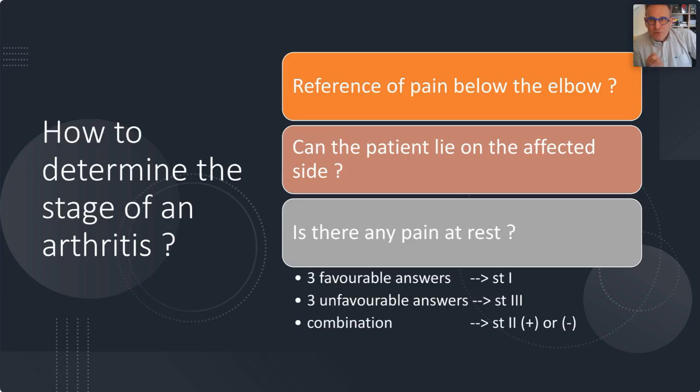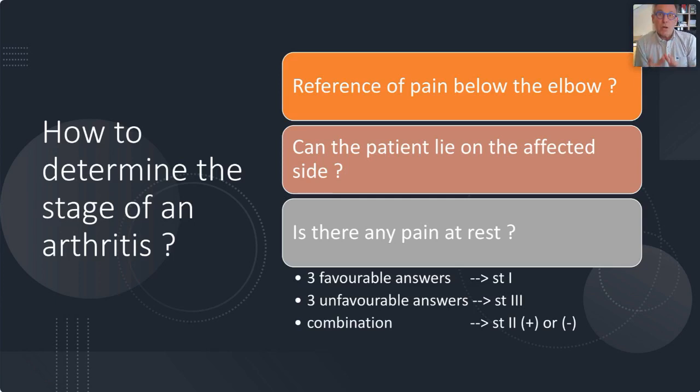But we have 3 more questions which are so interesting to determine the stage of an arthritis. And we had a question about the frozen shoulder. Well, a frozen shoulder is one of the kinds of arthritis. And the 3 questions are those you see over there. Do you have radiation of pain that goes further than the elbow? Can you lie on that side? And do you have pain at rest? And what do we do with those 3 questions?